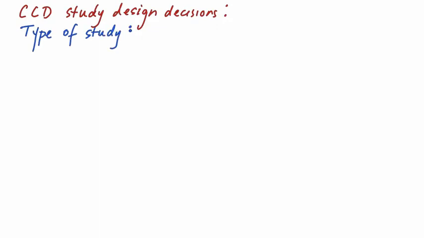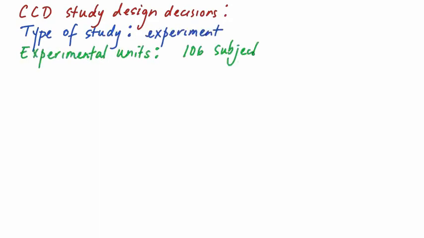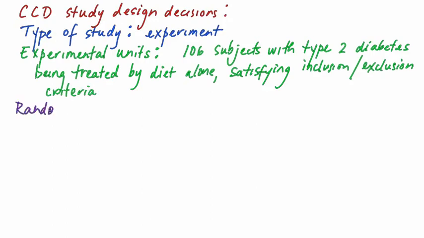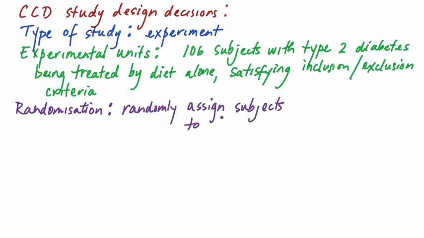To recap, we've made a number of design decisions. We'll carry out an experiment. We'll recruit about 106 subjects who have type 2 diabetes, being treated only by diet, and who meet our inclusion and exclusion criteria. We'll randomly assign about half of the subjects to a high-carb, high-GI diet, and the other half to a high-carb, low-GI diet.